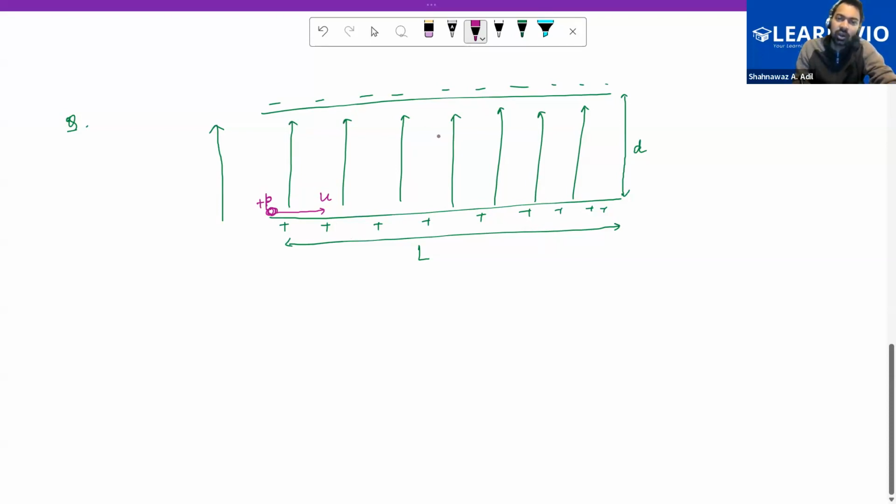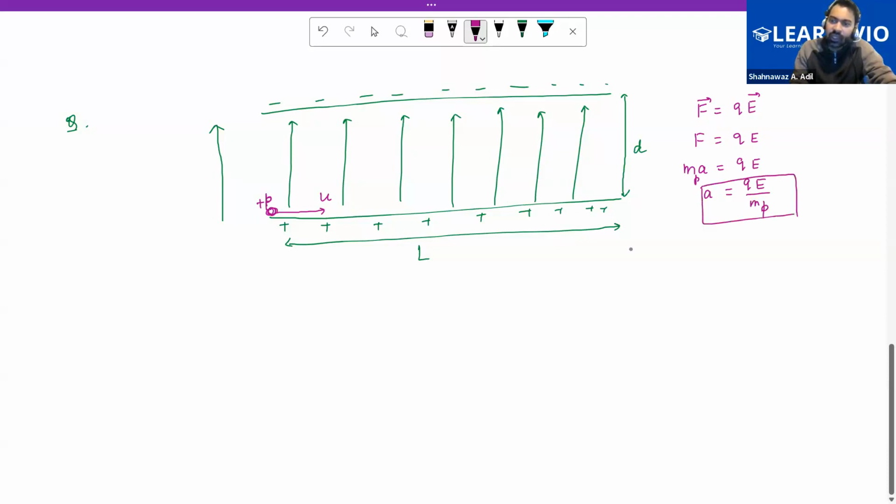Now, what would be the amount of the force? Force would be simply QE, and this E is uniform. So the magnitude is Q times E. Because this proton is moving, it will have some acceleration. Let's say the mass is MP. So the acceleration would be QE by MP, right?